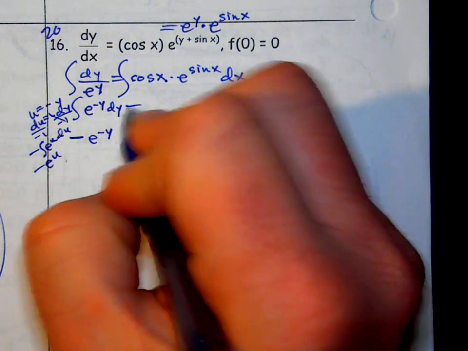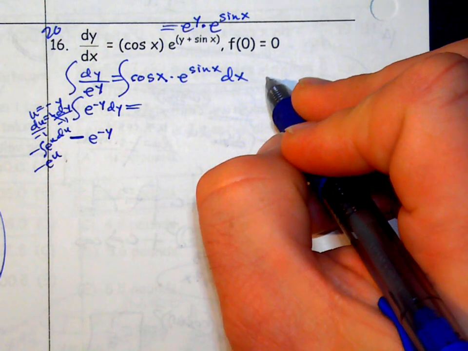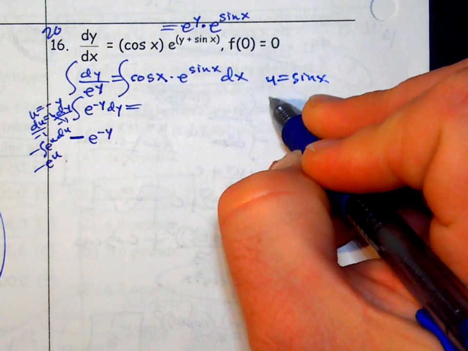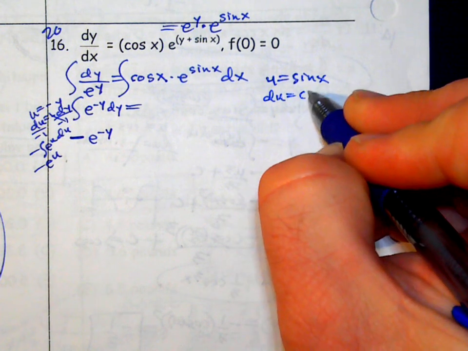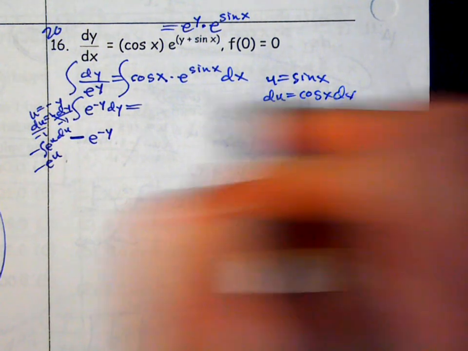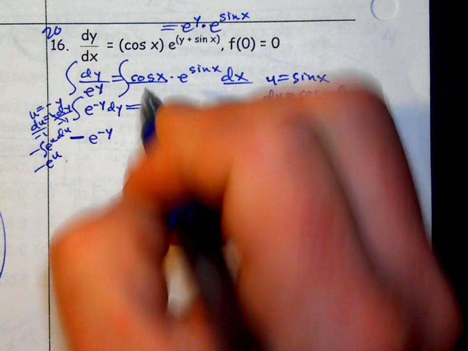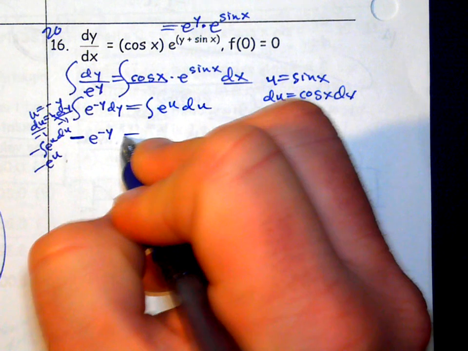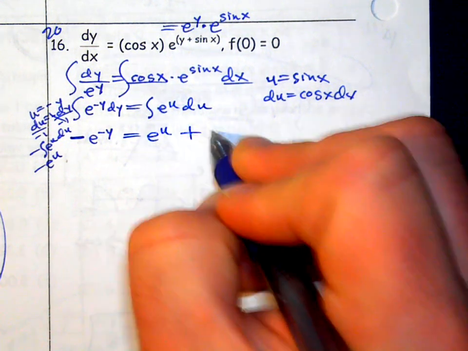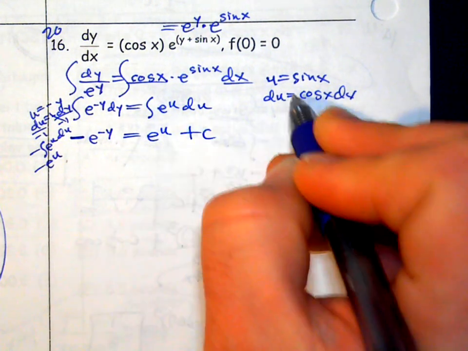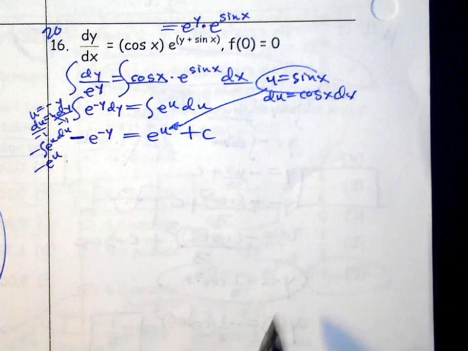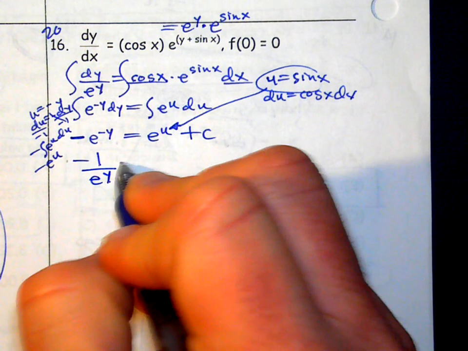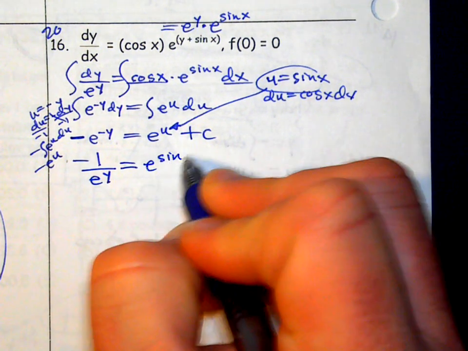Over here, at least we want to be thinking of chain rule. U substitution, u equals sine x, du equals cosine x dx. Perfect, right? So this is e to the u du, which is e to the u, which we got to rewrite with this plugged into it. I'm going to rewrite this side as negative 1 over e to the y equals e to the sine x plus c.